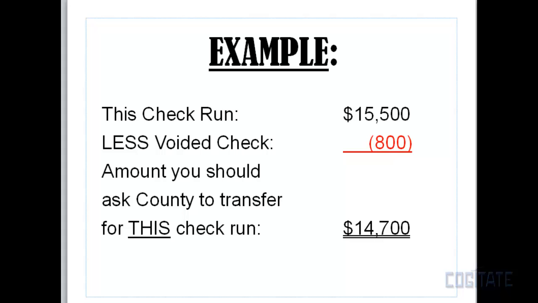Here's an example. For this check run, it is $15,500. We voided the AT&T check for $800. So the amount that you should ask your county to transfer for this check run is $14,700.